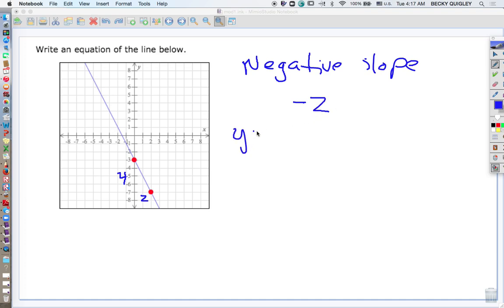So we're going to write the equation in slope-intercept form. So y equals mx plus b. That's going to be written as y equals negative 2x plus b, where b is our y-intercept.